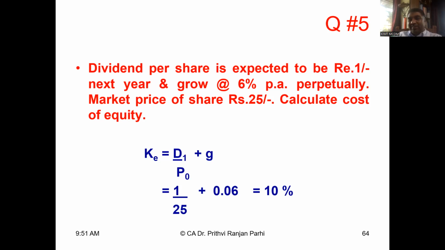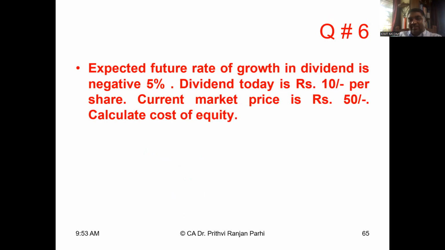Hope you understood this. Here is one more question. Expected future growth rate of dividend is negative 5%. Growth rate is negative. Dividend today is 10. So future dividend will be less 5%, that is 9.5. So dividend today is 10 per share. Current market price is 50. Calculate cost of equity.